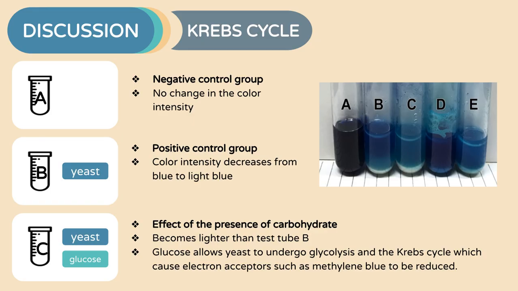On the other hand, white precipitate was observed for test tubes B, C, D, and E, which is caused by the settling of undissolved yeast during incubation. Comparing test tube B and C, it can be observed that test tube C has a lighter color due to the metabolism of glucose that would cause methylene blue to be reduced, consequently lowering color intensity.